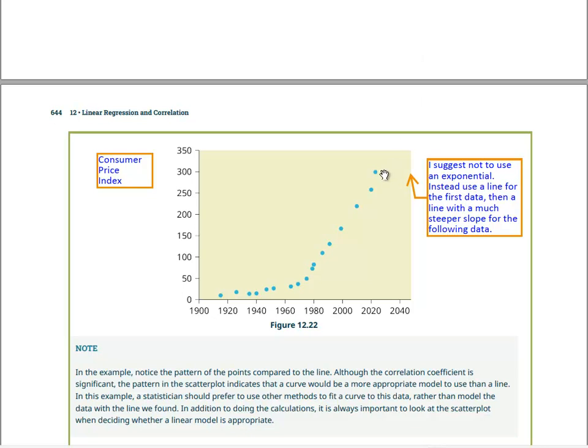And that, unless you have extreme inflation, is really not going to happen. It's probably going to plateau out as well.